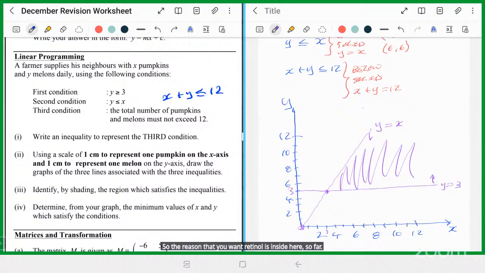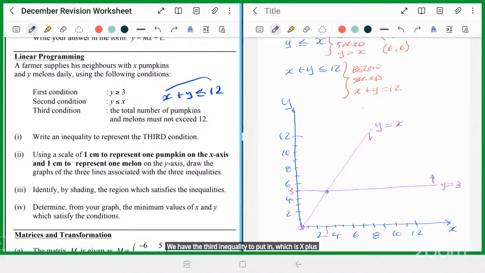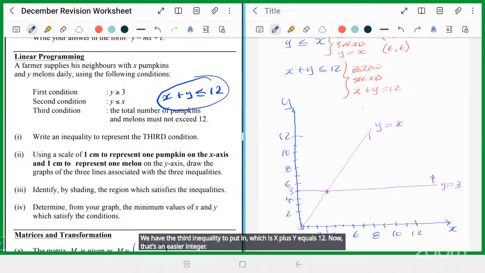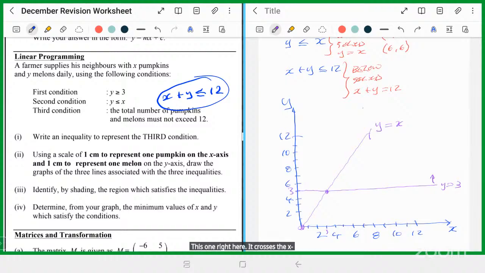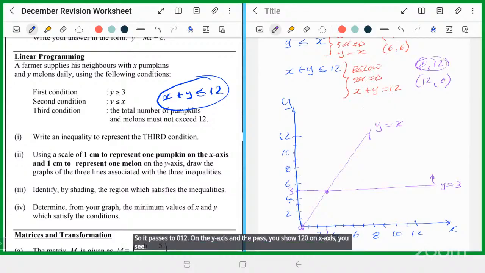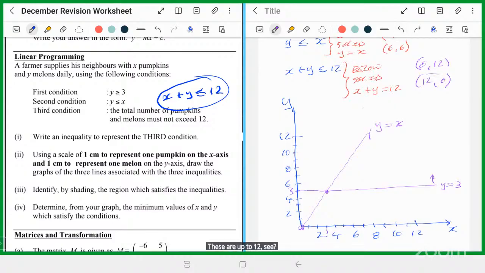So far, we have a third inequality to put in, which is x plus y equals 12. That's an easy line to draw. This one right here crosses the x-axis and the y-axis at the same place, 12. So it passes through 0, 12 on the y-axis and through 12, 0 on the x-axis. You see? These add up to 12, and these add up to 12 as well, right? So that is it, an easy line to draw. It crosses the y-axis at 12 up here and the x-axis at 12 down here. And it will cross this line at 6, 6.